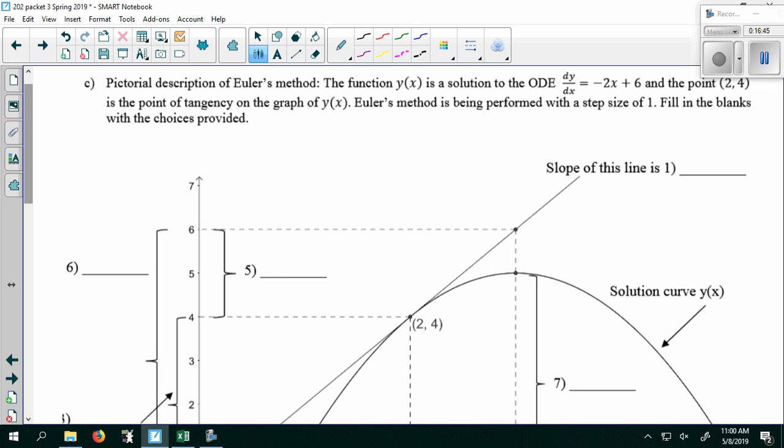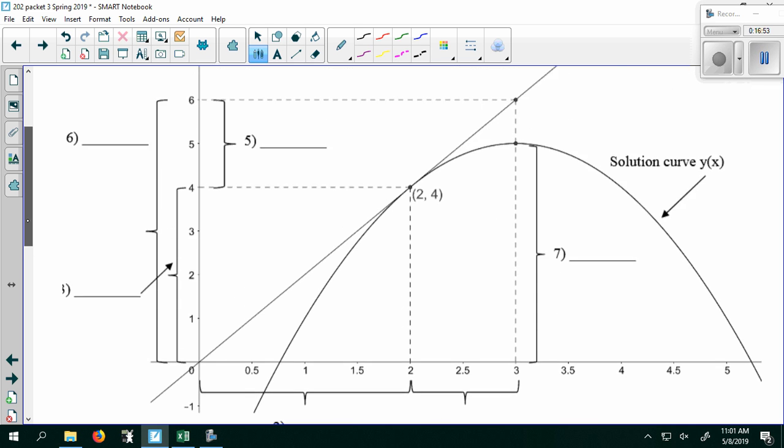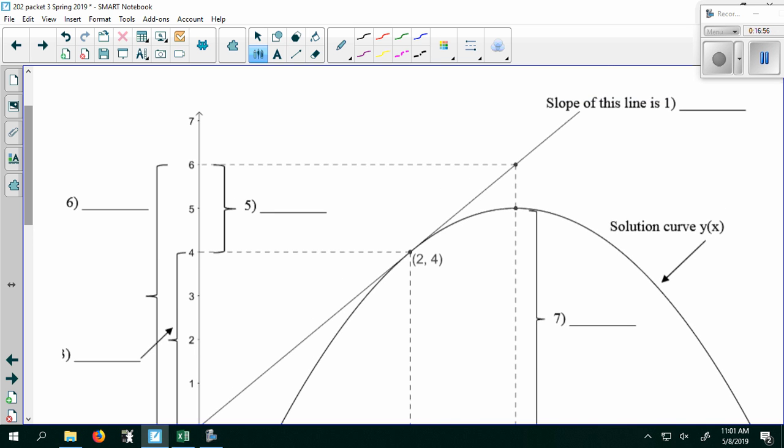So the solution is this parabola, right? It's negative x squared plus 6x plus a constant. I've drawn the solution in for demonstration purposes, and I've drawn a tangent line to the solution at the initial condition. So (2, 4) is given, and the differential equation is given. If you know a point, you can plug it into the differential equation to get the slope of this line. So the slope of that line is dy/dx evaluated at (2, 4). That is f. The slope of that line is 2.